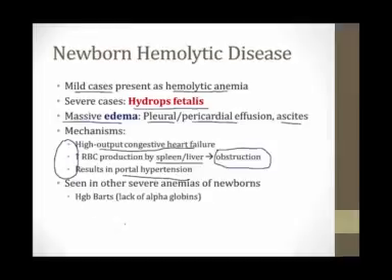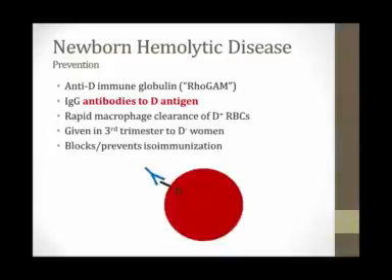And like I said before, this is also seen in other severe anemias of newborns, especially hemoglobin Bart's, which is a severe form of alpha thalassemia. Newborn hemolytic disease can be a life-threatening condition, so the key is to prevent the formation of the anti-D antibodies in the first place among women who are D negative.